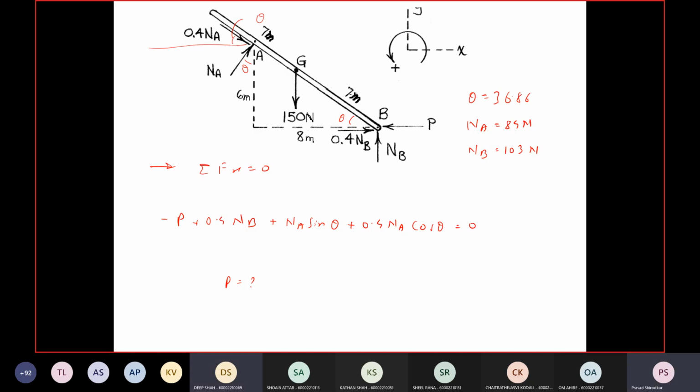108.47. 108 or 118? 118, sorry. So it is 118.47, which is rounded up to 118.50 newtons.